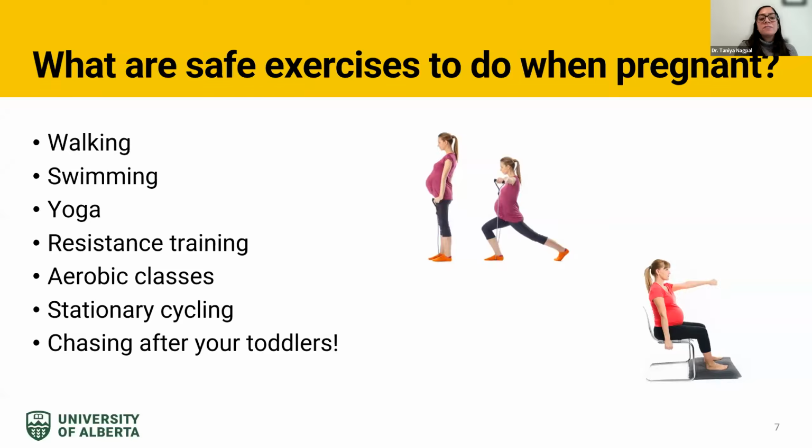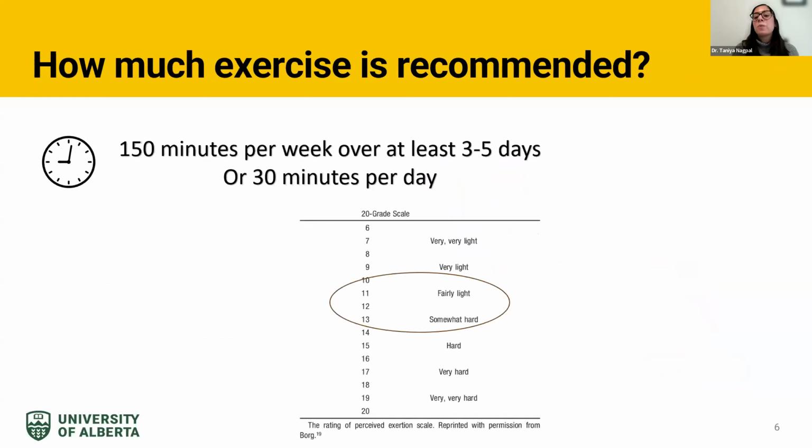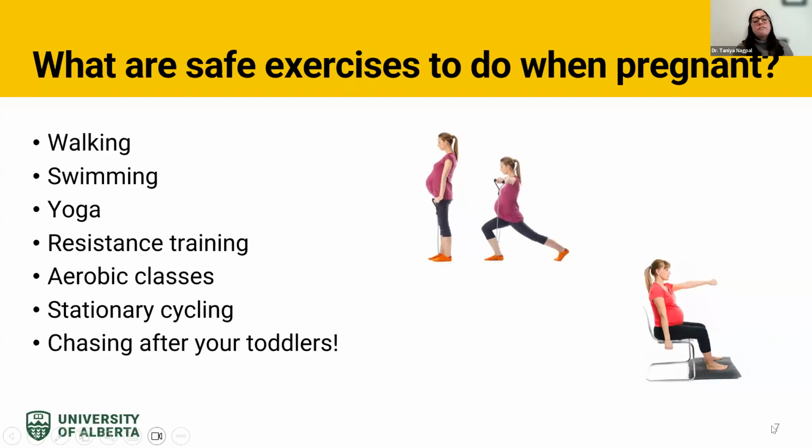I want to highlight that being physically active might be chasing after your toddlers or doing things around the house as well. So if I go back here, sometimes the activities that we're doing day to day actually get us into that fairly light and somewhat hard zone. But they're not those traditional activities that we do at the gym, where we put on our fitness gear and are doing that dedicated time. And that's okay. You might just find that going for a walk with your dog, chasing your toddlers, doing things around the house or at work might give you enough physical activity for that day, and that may be sufficient. The goal is to try to aim for at least some level of light to moderate activity, 30 minutes every day.